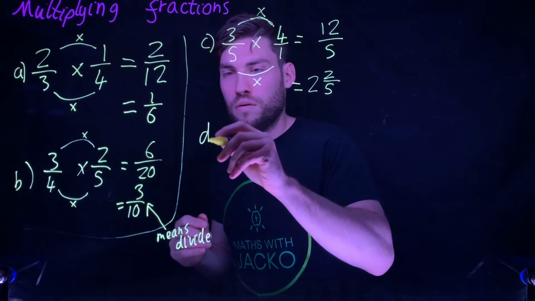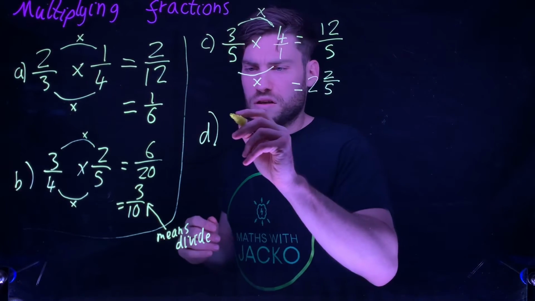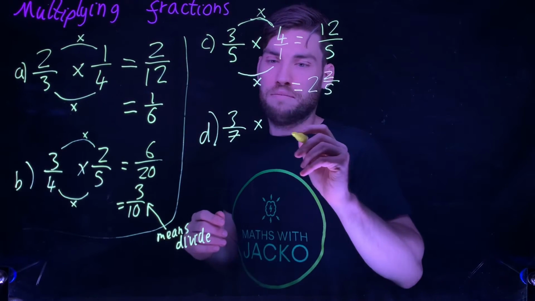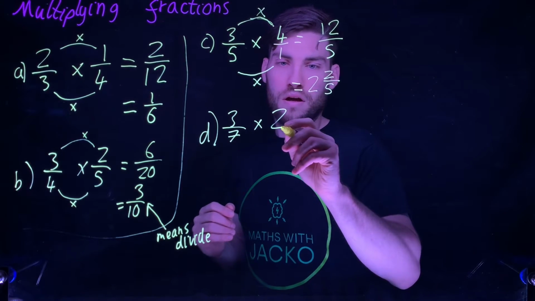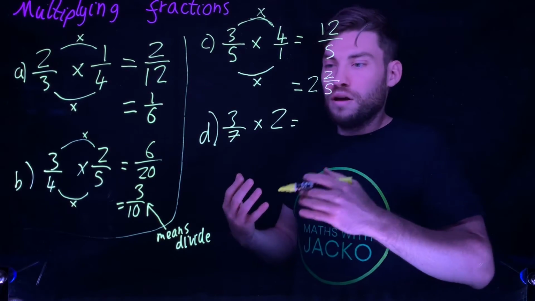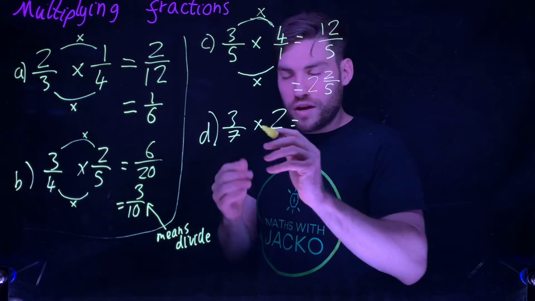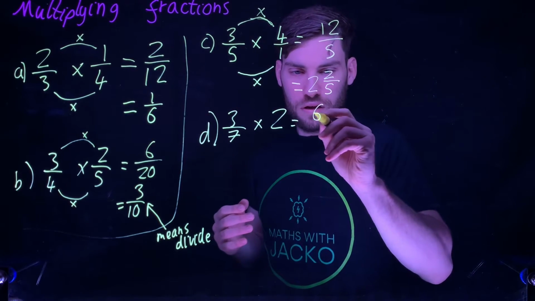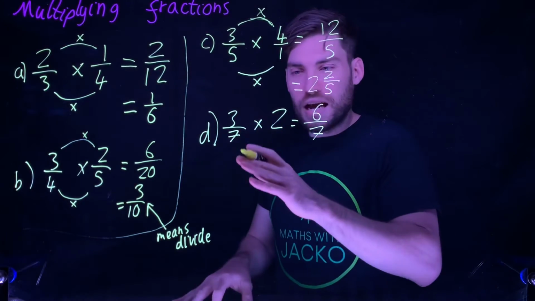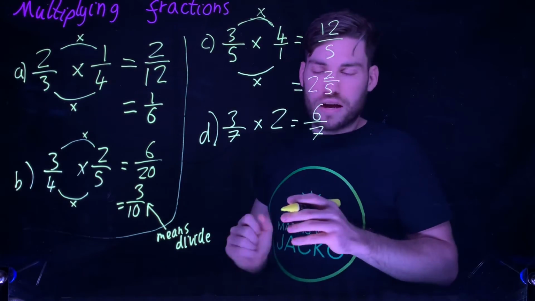Right, have a go at this one. So let's say we have 3/7 multiplied by 2. So let's see if you know the answer to that one. Pause the video, have a go. Okay, you should have paused it and had a go. So on this one, I'll just put the answer: 6/7 is the answer. Pause it if you didn't get it, so you can spot what I've done to get the answer.